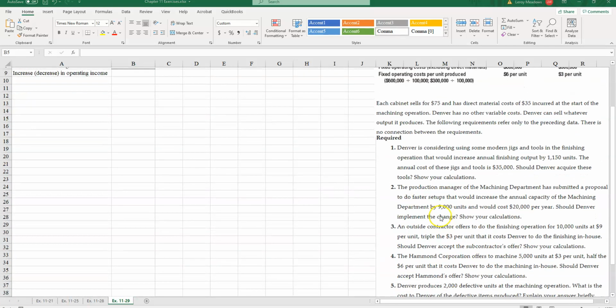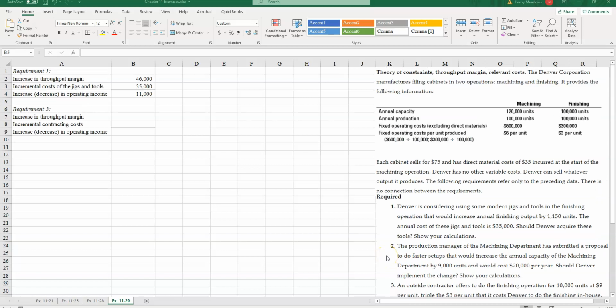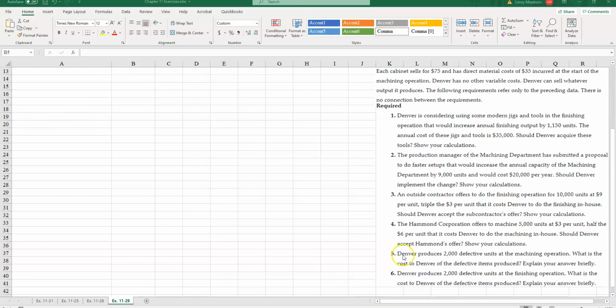Now let's look at requirement 3. An outside contractor offers to do the finishing operation for 10,000 units at $9 per unit, triple the $3 per unit that it costs Denver to do the finishing in-house. Should Denver accept the subcontractor's offer? Show your calculations. Well, at first, it may not make sense that it's $3 per unit at the in-house manufacturing, but someone else wants to do it for $9 per unit, and they're able to do up to 10,000 units.